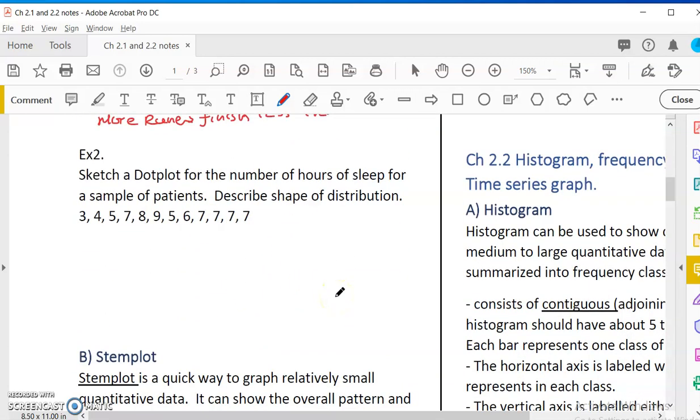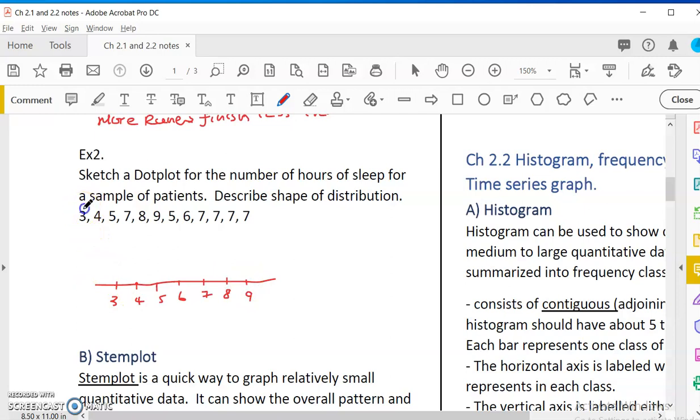So example 2 is actually practice doing a dot plot. Remember, these are the real data. This is the number of hours of sleep for a sample of patients. Wow, someone slept 3 hours only. So you can see when you do a dot plot, you just write the number. Even if a number doesn't show up, you still have to write it, so 3, 4, 5, 6, 7, 8, 9. Okay.